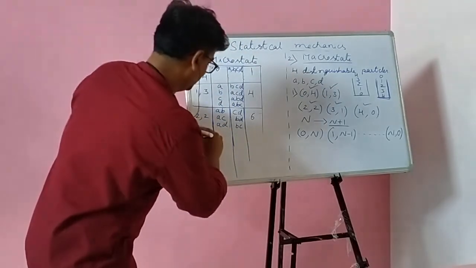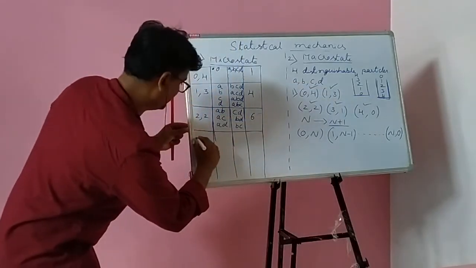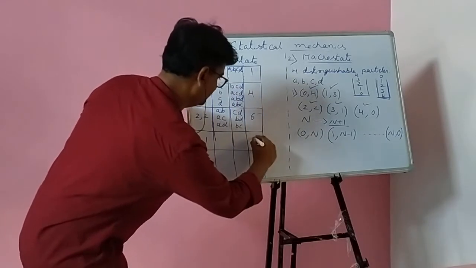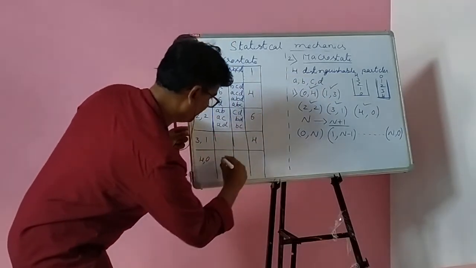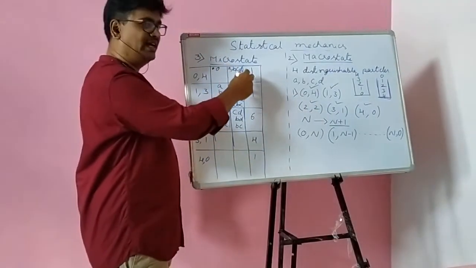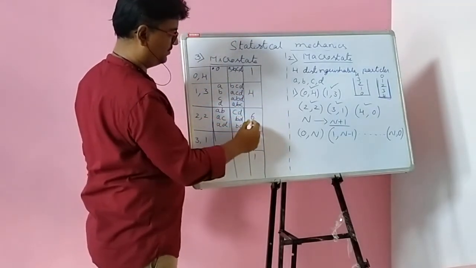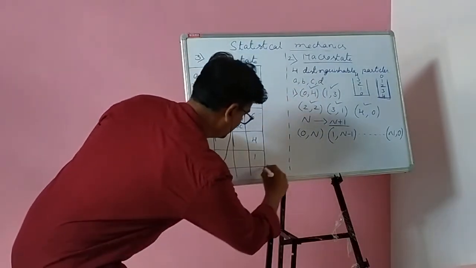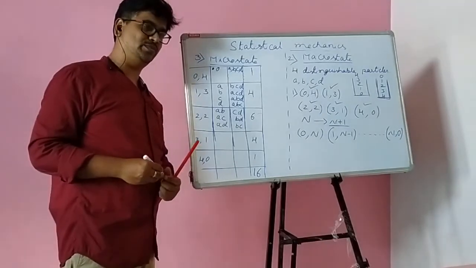Okay, all right. Again for 3,1, how many arrangements can I make? Again 4. For 4,0, 1. So totally how many arrangements did I make? 1, 5, 11, 15, 16 total. So totally I can make 16 distinct arrangements.